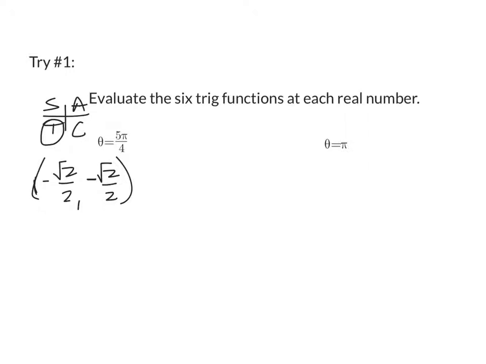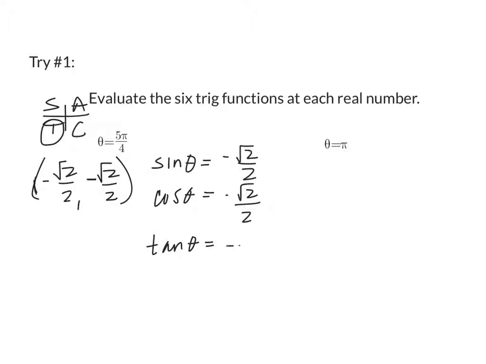Okay. So here we go. Sine of theta, remember, is the y value, so that's negative square root of 2 over 2. Cosine of theta is also negative square root of 2 over 2. So then tangent theta, remember, is sine theta divided by cosine theta. And again, a negative divided by a negative is a positive, which we already knew tangent was going to be positive.